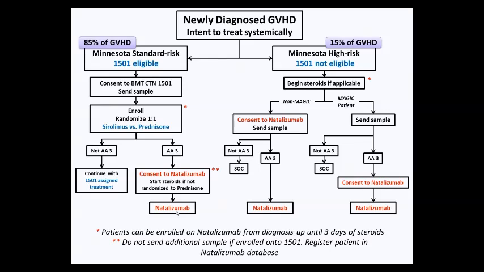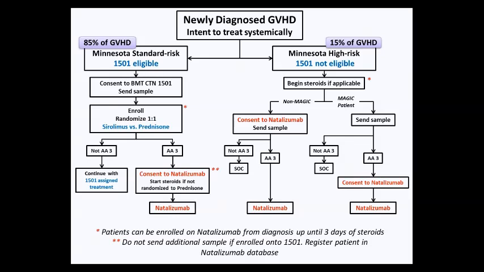Okay. The patient comes in with newly diagnosed GVHD. You take your phone, you do the Minnesota risk calculator, and you find out standard risk. And then you pull your consent for 1501. And this happens before you start the steroids. It has to happen, exactly, because they have to be randomized.